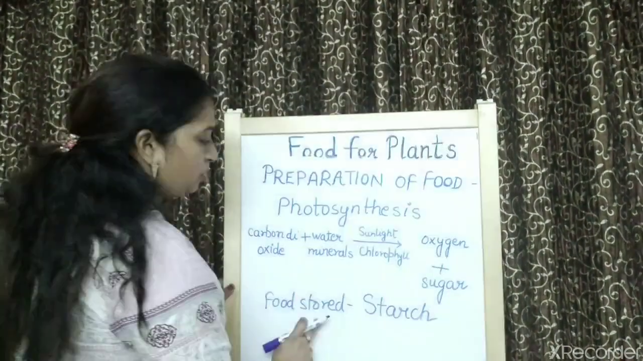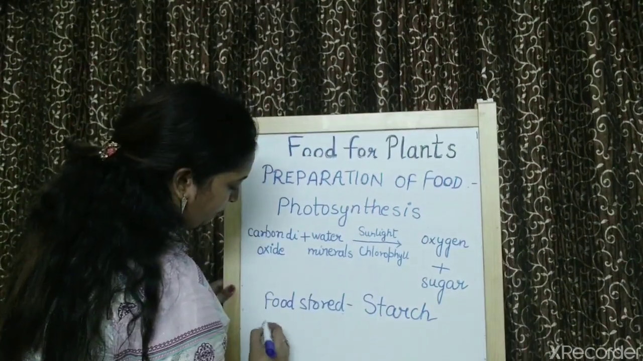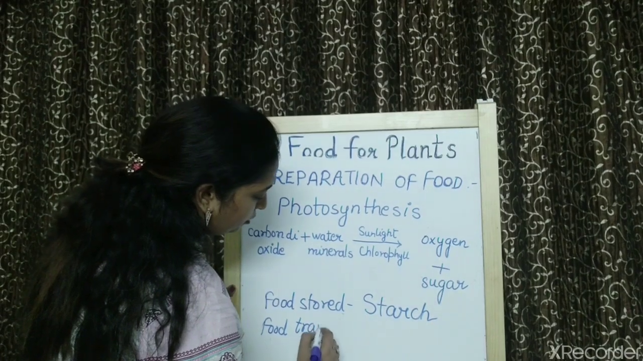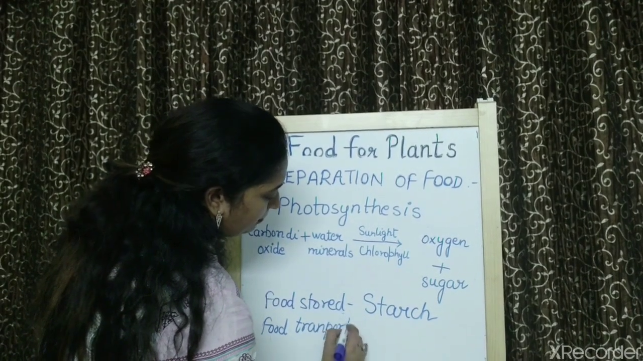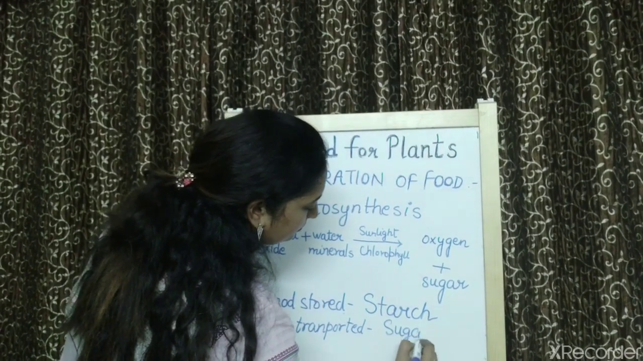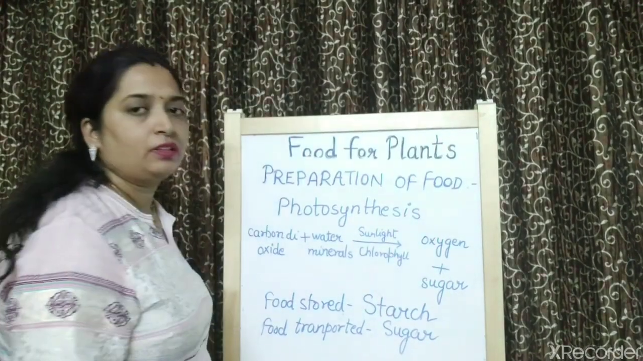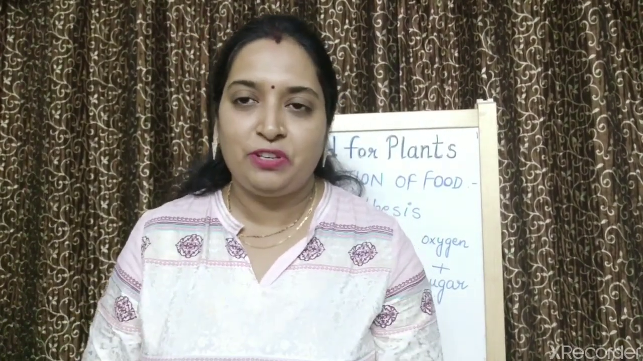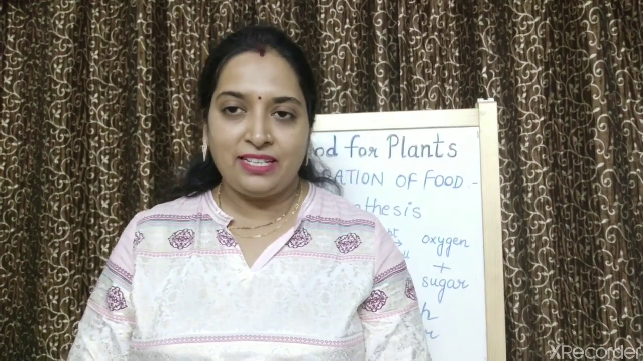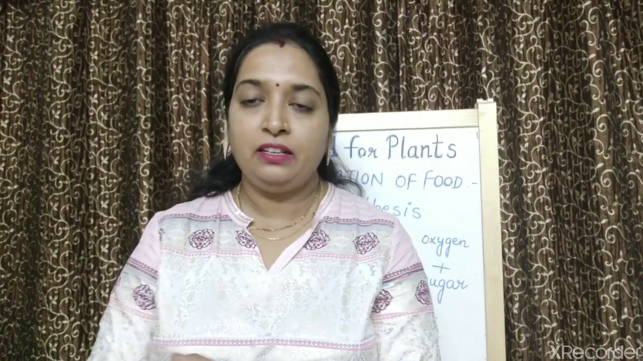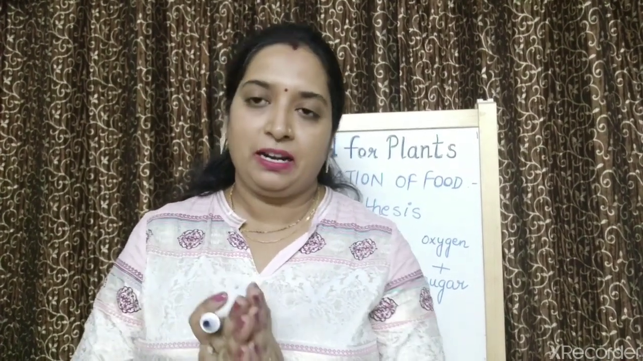So food is stored in the form of starch, and food is transported to different parts. Food is transferred or transported to different parts in which form? Sugar. Right, children? Now you can also tell me a few examples. Do you remember carrot? Yes, carrot is a root. So in carrot, food is being stored in the root part.